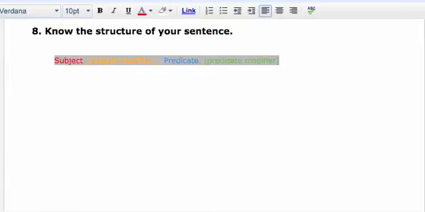Hi, this is Mr. Watt again with another example of a writing tool that can help you become a better writer. And the rule today that we're looking at is number 8, know the structure of your sentence.